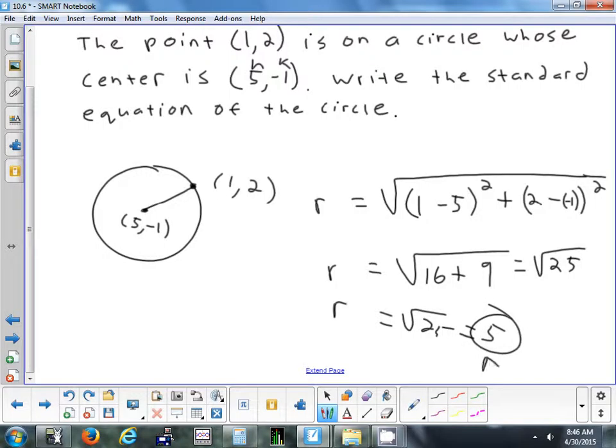Okay, now I've got h, I've got k, I've got r. Anyone think they can tell me the equation of the circle?